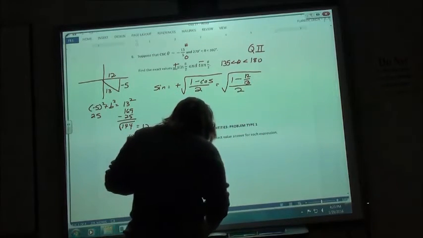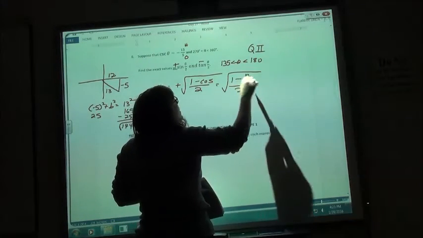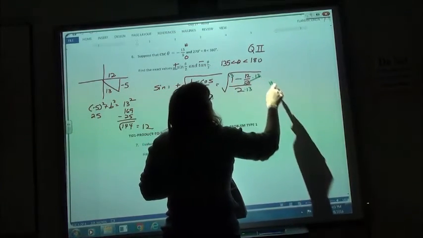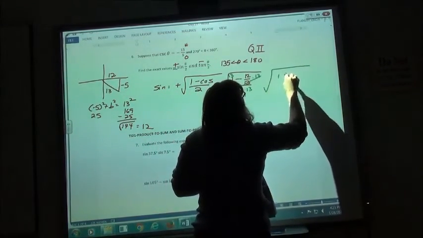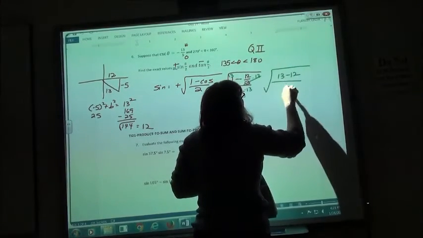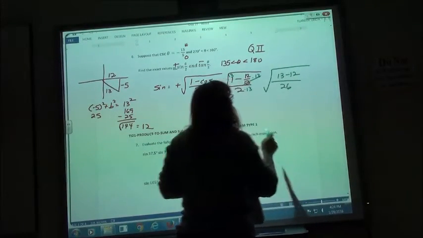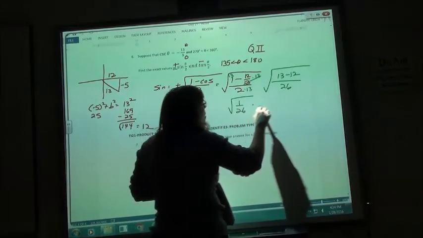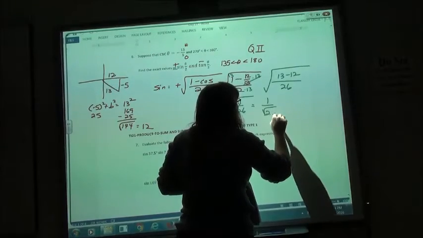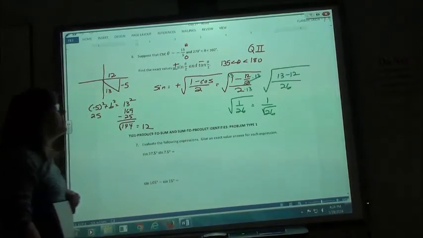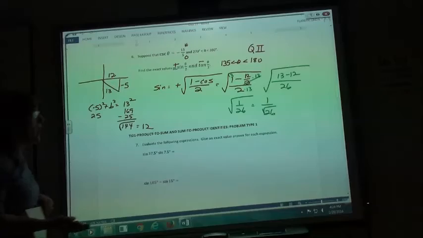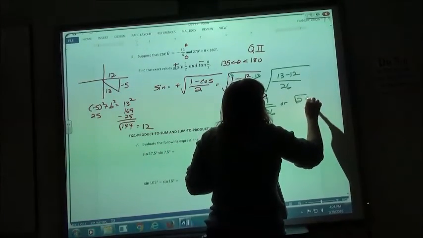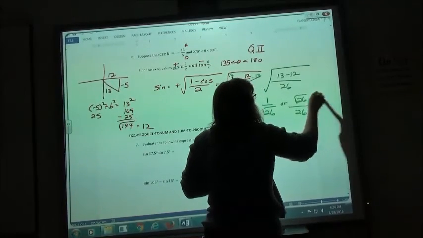over 2. I am going to multiply by my 13 to get rid of my fraction. So I am going to get the square root of 13 minus 12 over 26. 13 minus 12 would give me 1 over 26. The square root of 1 is 1. So I would have 1 over the square root of 26. You can take it that way, or if you rationalize the denominator, you're going to have the square root of 26 over 26 for your answer.